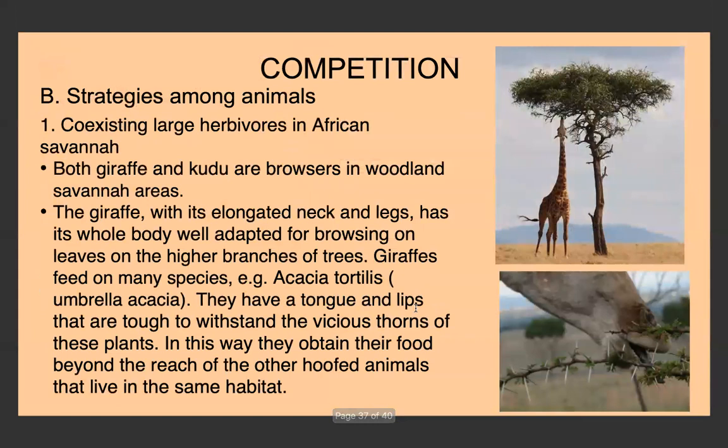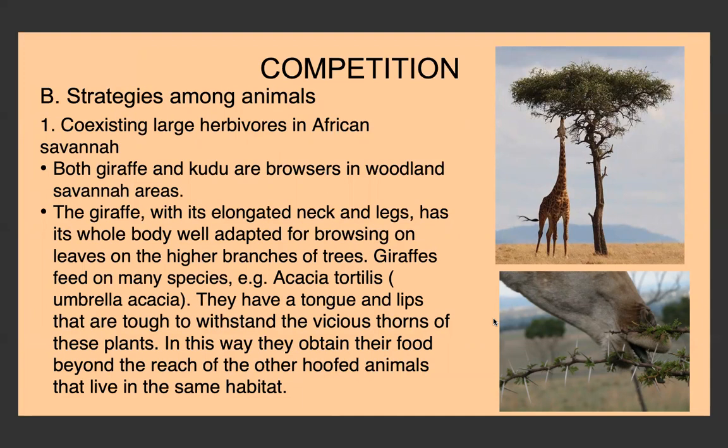There's then also competitive strategies and resource partitioning strategies among animals. If we look at large herbivores, things like giraffe and kudu are both browsers. They both eat leaves in woodland savannah areas. The giraffe has a long neck and legs, so its whole body is adapted to browsing on the high leaves and the tall trees and in the top branches of the trees. They feed on species like acacia trees. They have a tongue and lips that are tough, allowing them to withstand the vicious thorns.